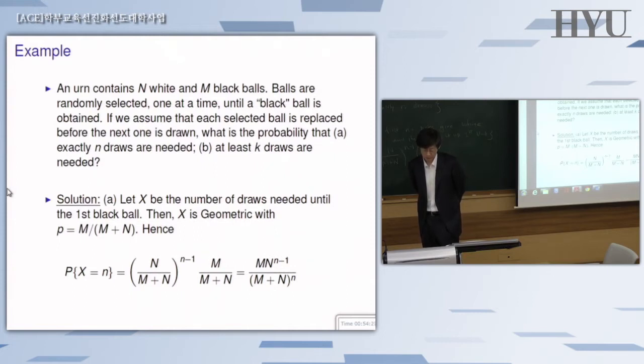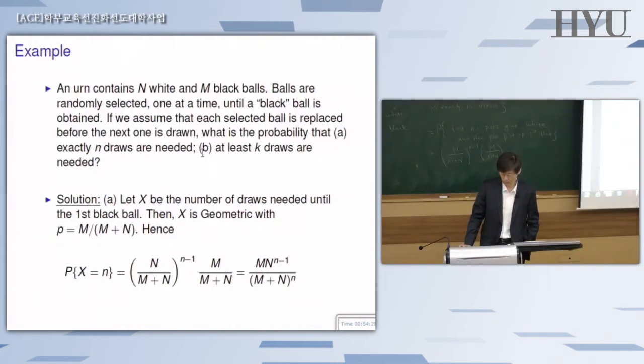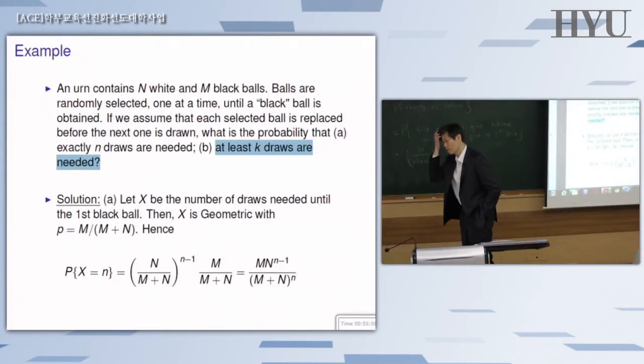Now the second one, at least k draws are needed. So that's a different outcome. First it was exactly n draws, and now you're talking about at least, at minimum, k draws. What's the probability? It's okay to draw k times, it's okay to draw k plus 1 times, it just goes on and on, but it's not okay to draw k minus 1 times. The number of draws must be at least, at minimum, k. What are the chances? So this one, at least k draws. How do you compute this one?